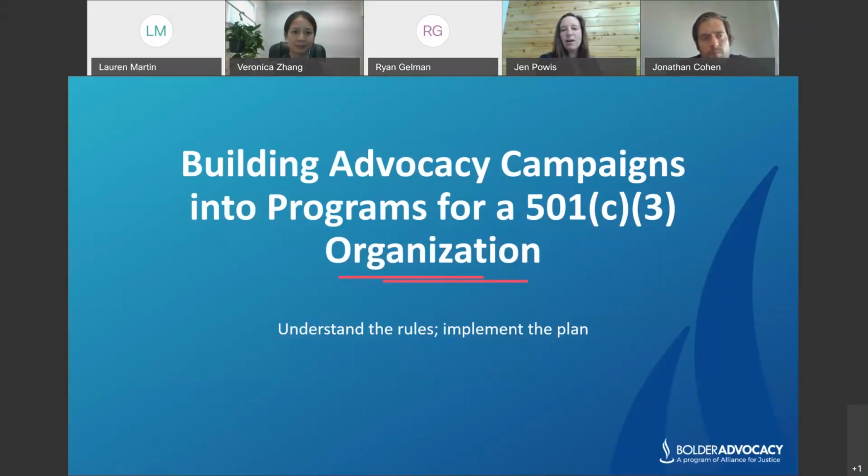What we always talk about within Bolder Advocacy and Alliance for Justice is maximizing your advocacy, and lobbying is absolutely a part of that. And as Veronica and Jonathan did so wonderfully well, they articulated that it's in the rules. It's expected that a 501c3 public charity would in fact lobby in order to meet mission. And so today what we're going to talk about just briefly is, how do we build those advocacy campaigns into our programs in order for us to better meet mission? Ryan, if you can advance.